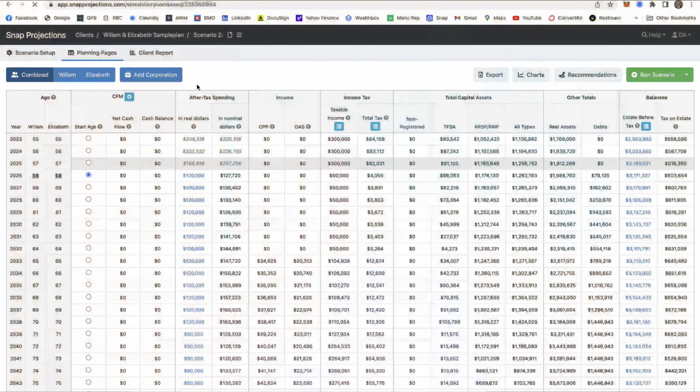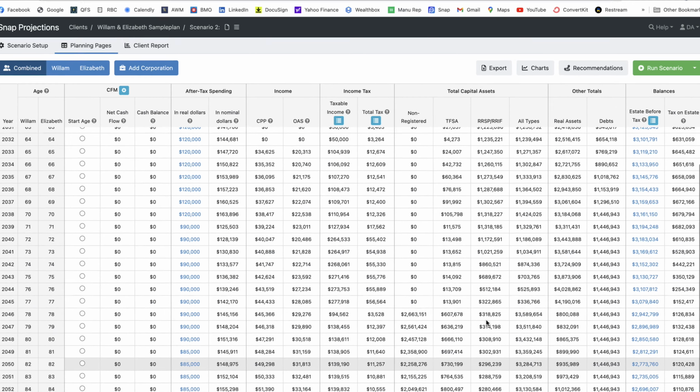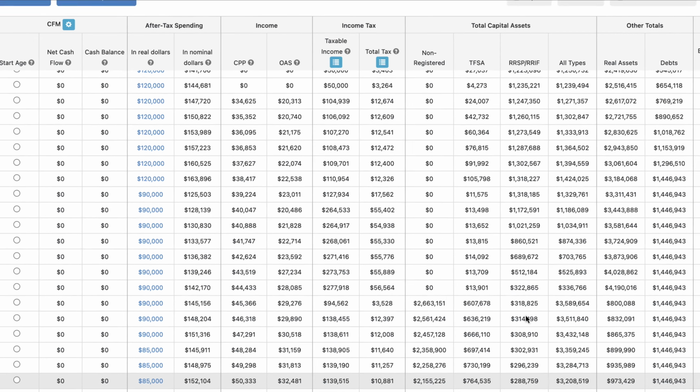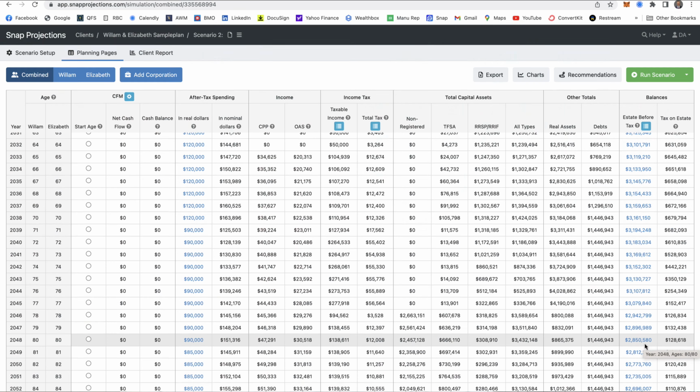So you can see here that their assets are declining and they get down to an RSP value of $271,000, and they've got a tax-free savings account and a non-registered account, and they're only paying $105,000 of their estate in tax, and they're leaving about $2,656,000 to their beneficiaries, so more than that million.